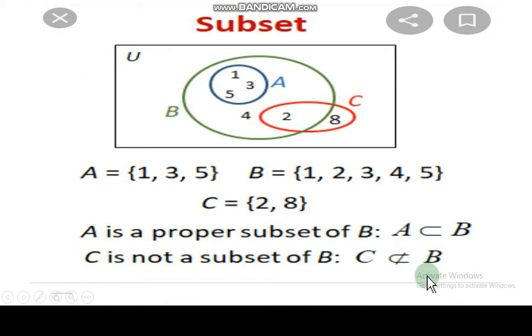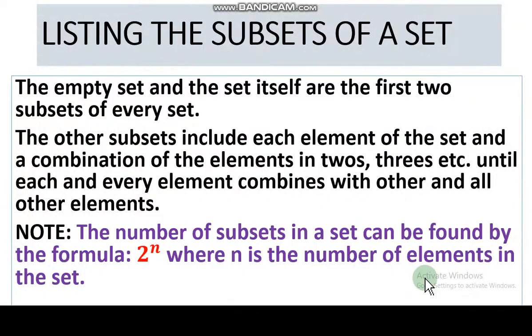Let's continue. Listing the subsets of a set. The empty set and the set itself are the first two subsets of every set. So to list the subsets of every set, the first two are the empty set and the set itself. So the empty set is a subset of every set.